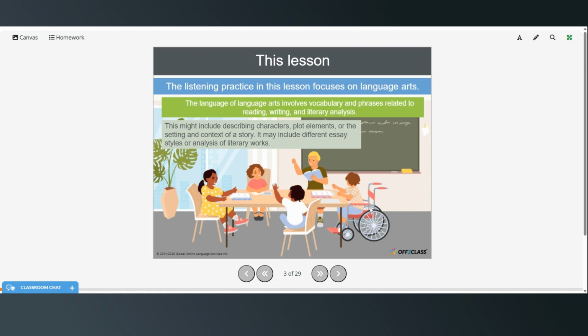Alright, so this lesson focuses on language arts, and the language of language arts involves vocabulary and phrases related to reading, writing, and literary analysis. And so this might include describing characters, plot elements, or the setting and context of a story, and it may include different essay styles or analysis of literary works.